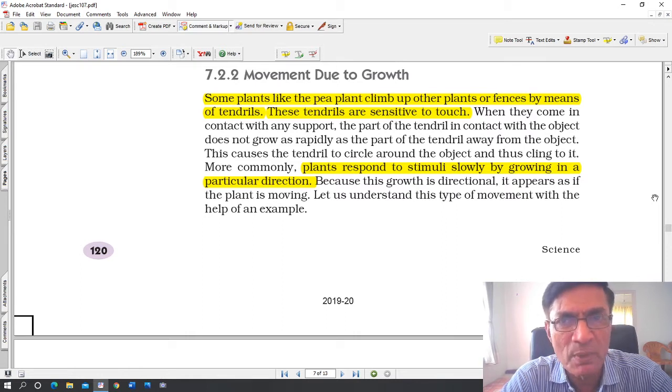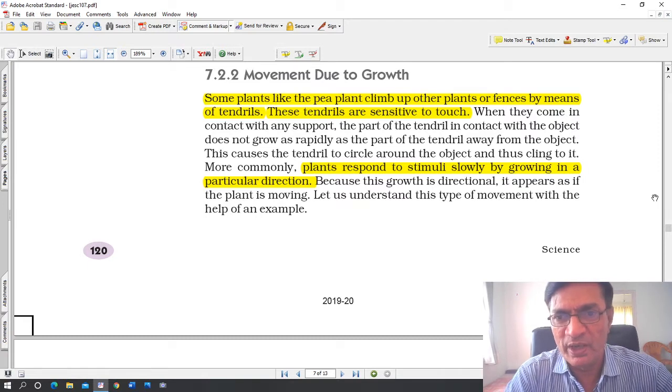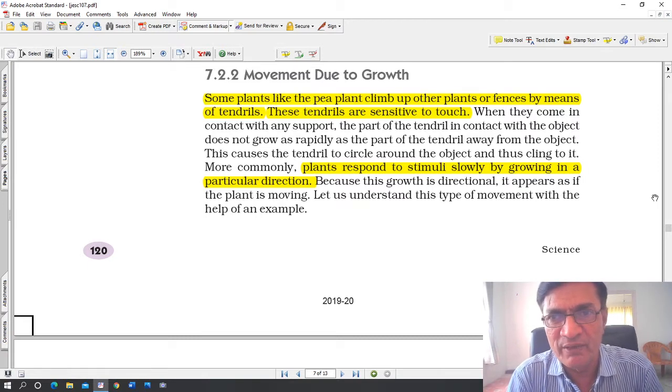We have discussed, for example, how a touch-me-not plant folds its leaves in response to touch. That has nothing to do with the growth of the plant. If the leaves of the plant don't fold, its growth is not going to stop. That kind of movement is different from the next kind of movement that we are going to discuss. We are going to now discuss movement due to growth.